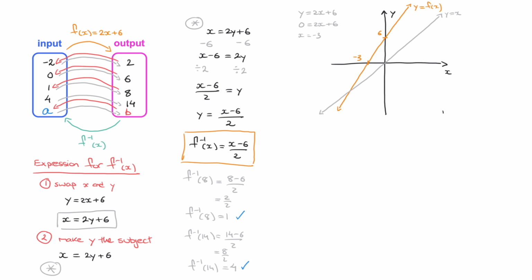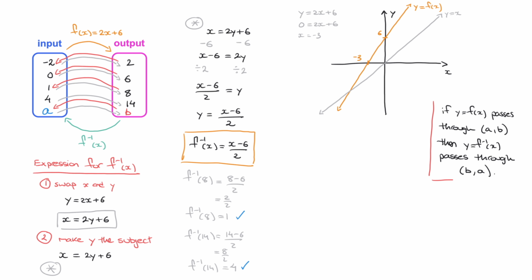And here's the idea. If y equals f of x passes through a point (a, b), so that's a point with x-coordinate a and y-coordinate b, then the inverse function y equals inverse f of x will pass through the point whose coordinates are swapped, so (b, a). And let me just box that before I show you how useful this result is when we're asked to sketch a function's inverse function.